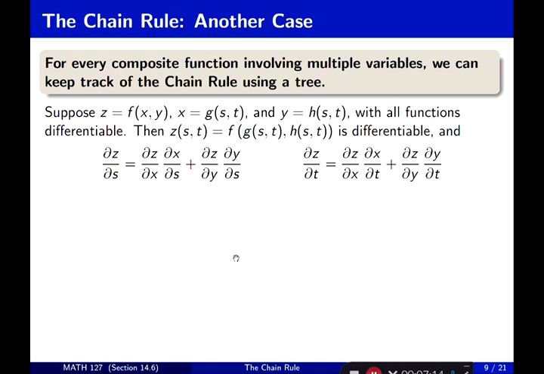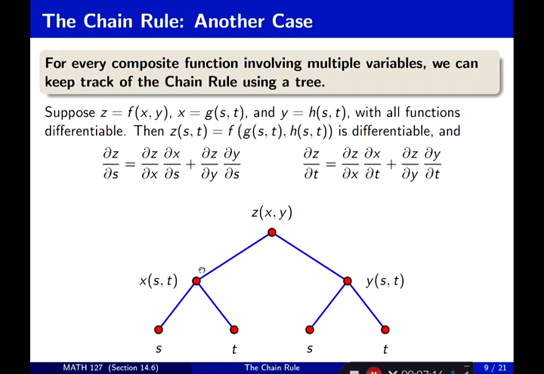So how does this happen? You start from z, and then you go down to x and y, and this time they go down to s and t. Now, the branch that goes from z to s is going to show up in the first one.